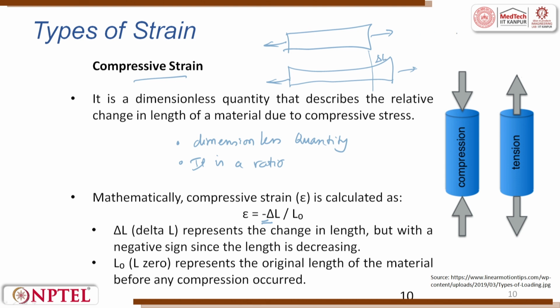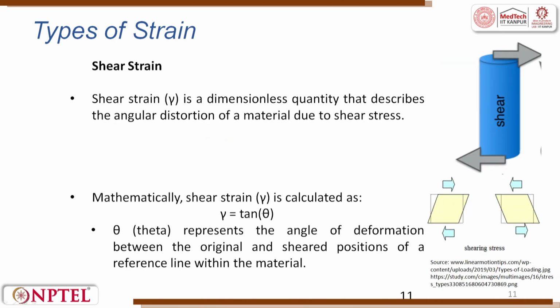But in compression, what happens? If you have something like this compression, here it will become like this. There will be a reduction in delta L. So, that is why it is expressed as minus delta L by L naught. Delta L represents the change in the length and L naught represents the original length of the material before any compression could occur.